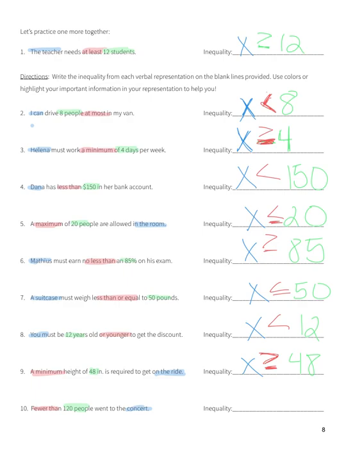Number 10, our last one. So fewer than 120 people went to the concert. I highlight my keywords. Fewer than is an inequality. 120 people is our number. And went to the concert. We don't know how many people are at the concert. So that's our unknown. But we know that it's fewer than or less than 120 people.